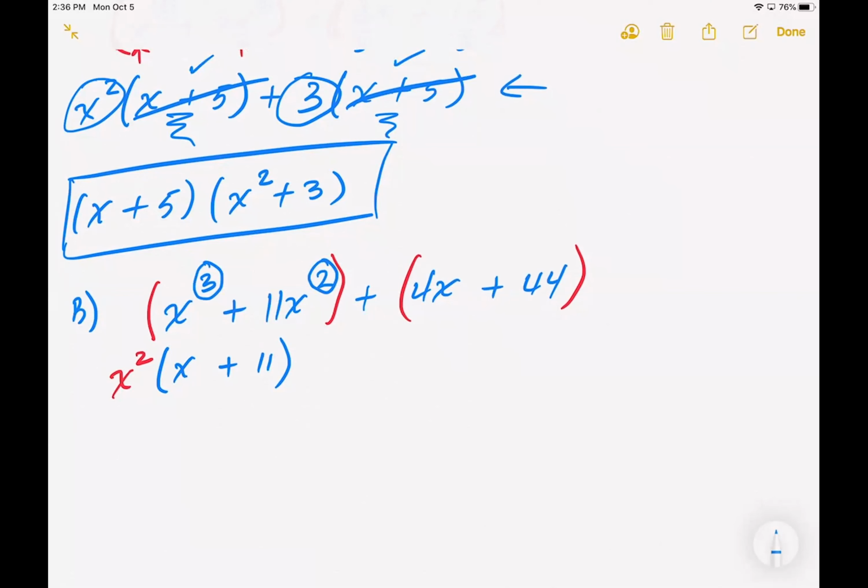Remember, between the exponents, the smallest exponent is what we can take out.